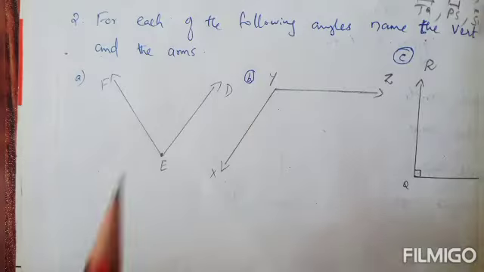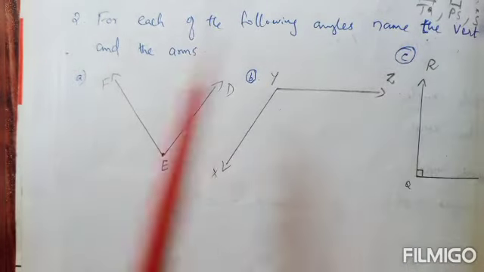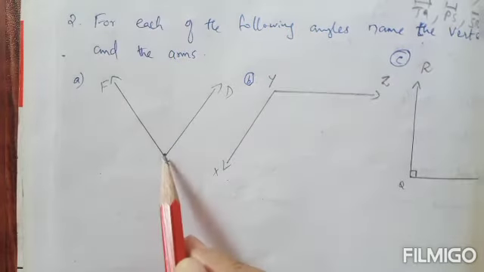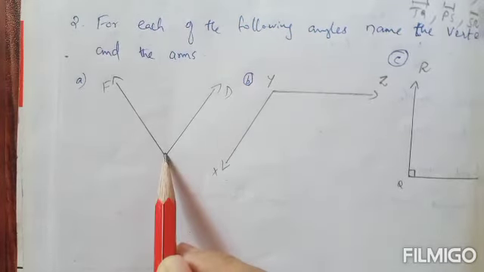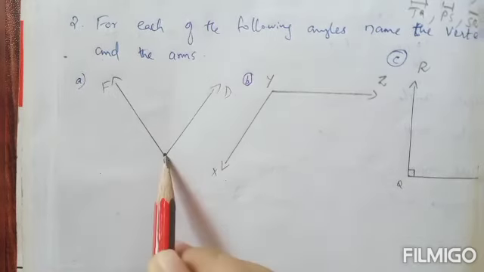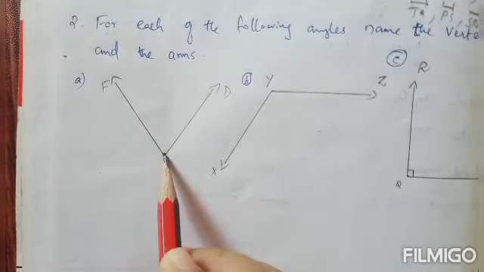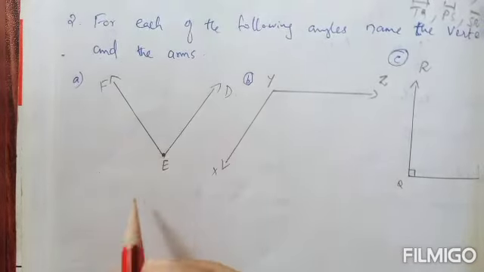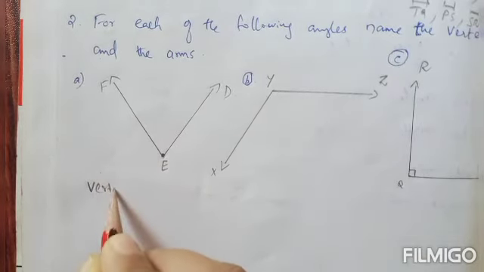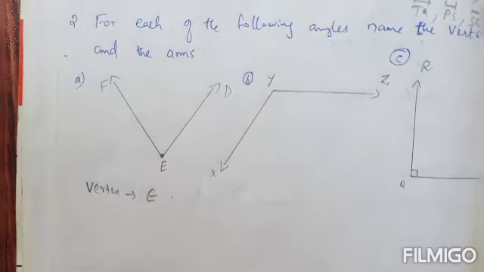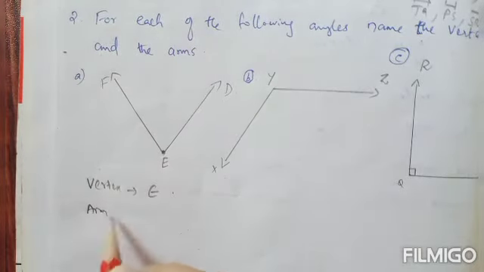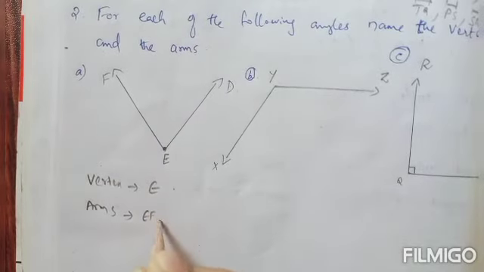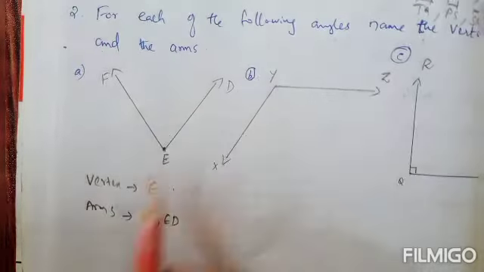Second question, for each of the following angles, name the vertex and the arms. So you know, in an angle, the common point of the two rays is the common vertex, or vertex, and the two rays are the arms. So in the first angle you can see the vertex is E. Now the arms are EF and ED. EF and ED are the arms of this angle.